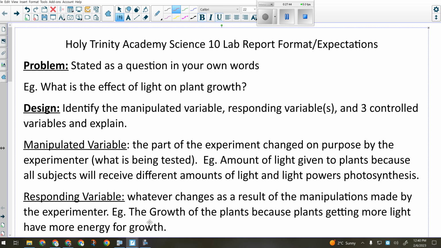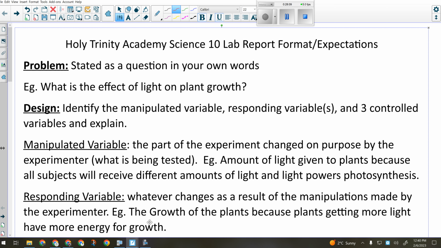So in this experiment, what's my manipulated variable? The light that the plants are getting? Right. And specifically, the amount of light that the plants are getting would be my manipulated variable. So that would be the first thing I have to do, is identify. In this experiment, the manipulated variable is the amount of light the plants are getting. Then I have to explain how and why.